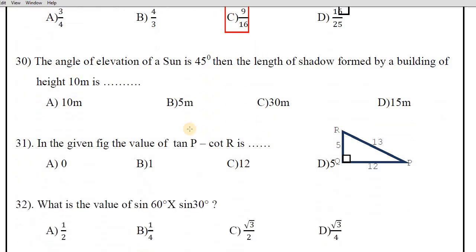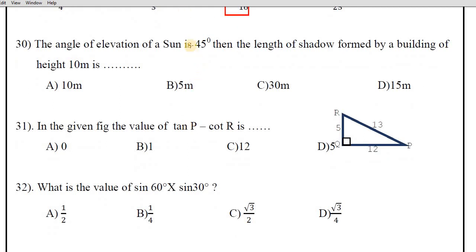Next question number 30, children. The angle of elevation of the sun is 45 degree. Keep it in mind, the angle of elevation is given. Then the length of the shadow formed by a building of height 10 meter is.